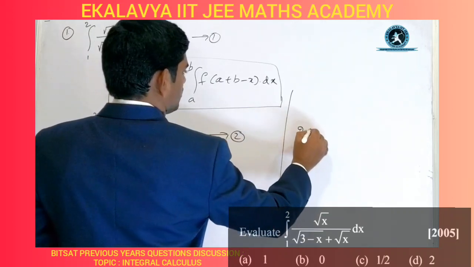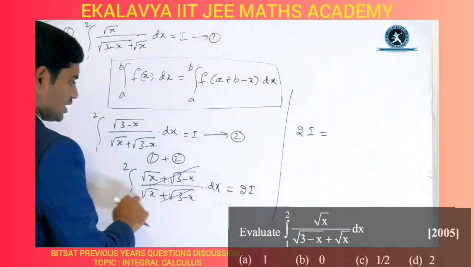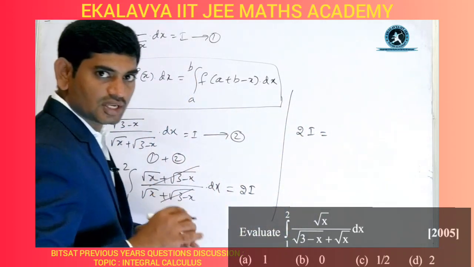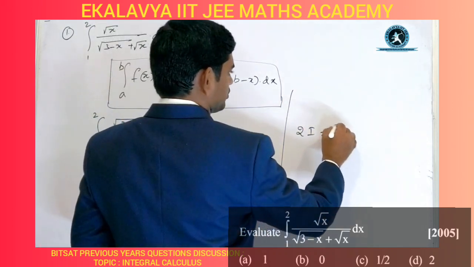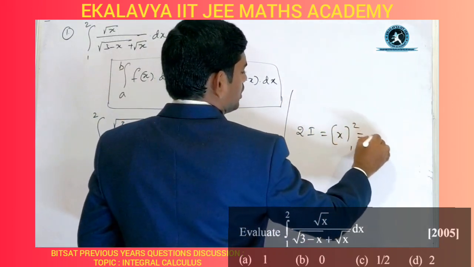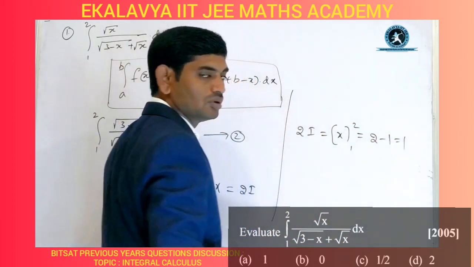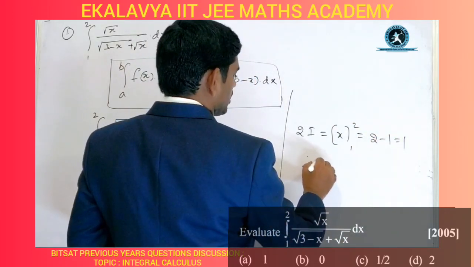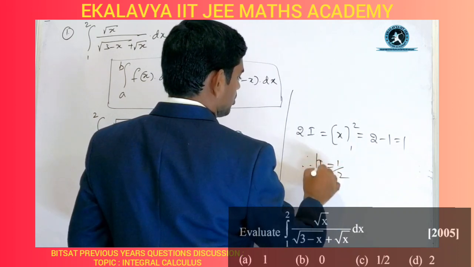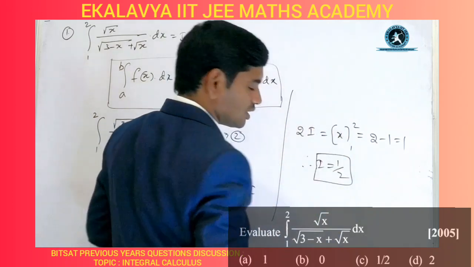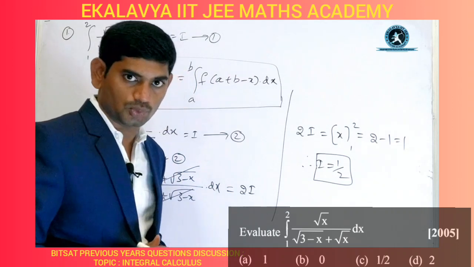Now 2I is equal to integration of dx. Integration of dx is x with the limits 1 to 2. After substituting the limits, we get 2 minus 1, which is equal to 1. So therefore I is equal to 1 upon 2. So the correct answer is 1 by 2.